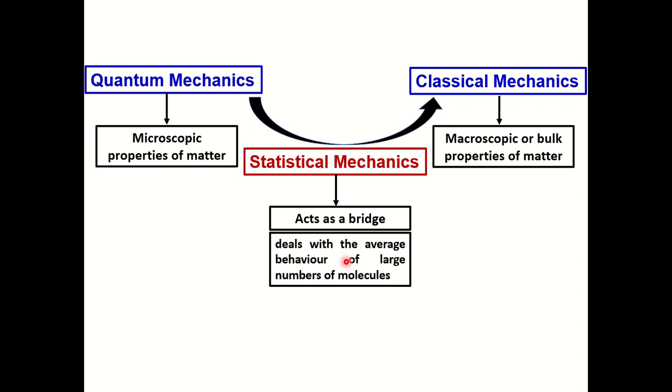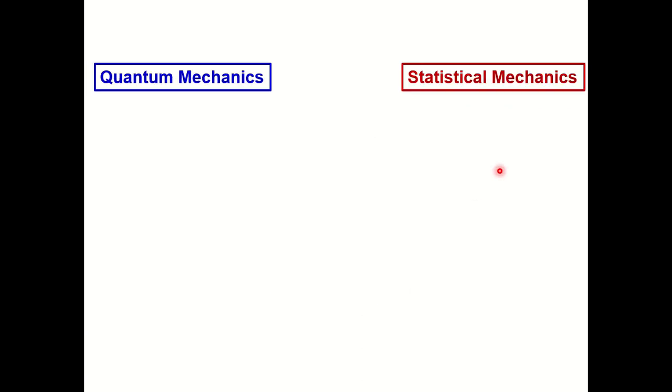It deals with the average behavior of a large number of molecules, and when you average over a large number of molecules, you get the classical picture. There are certain analogies between quantum mechanics and statistical mechanics that we need to understand at the very outset. This analogy is based on the mathematical point of view; in a mathematical sense, there are certain analogies that we should know, and they will help us in a better understanding of the concepts.